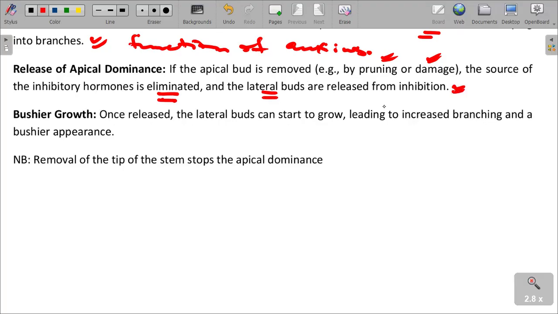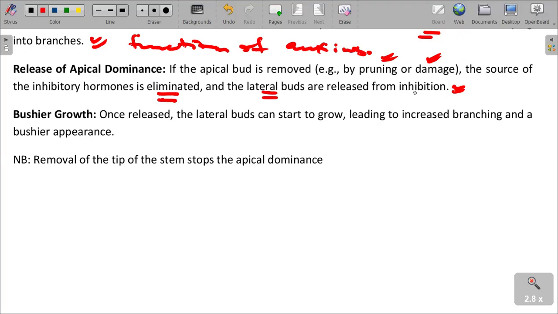You understand? So this is quite a very important concept, class, that I am saying. You need to understand that it relates very well to experimental situations where you see a plant that has been browsed, or pruned, or damaged, and therefore the apical bud has been removed. And then you are explaining the release of apical dominance, which is caused by the pruning or the damage that might have happened. Therefore, the inhibitory hormones are also eliminated, and the lateral buds are released from inhibition.